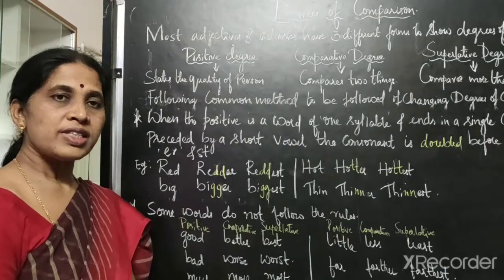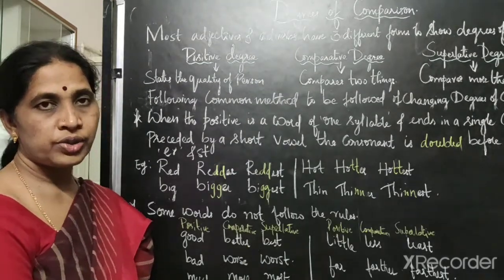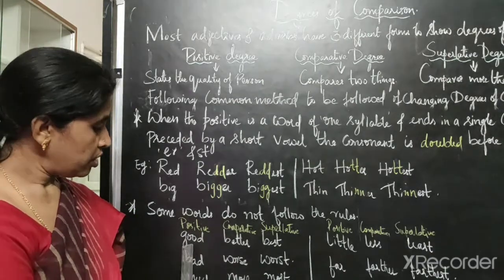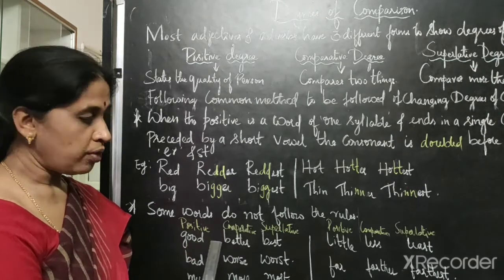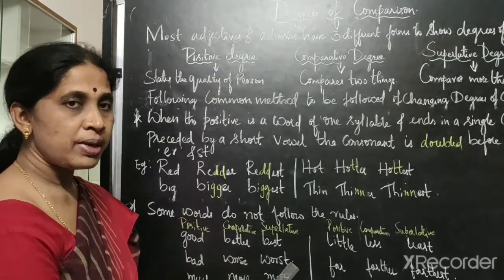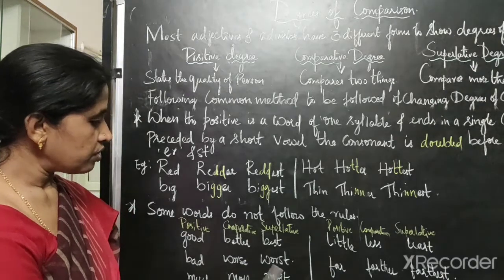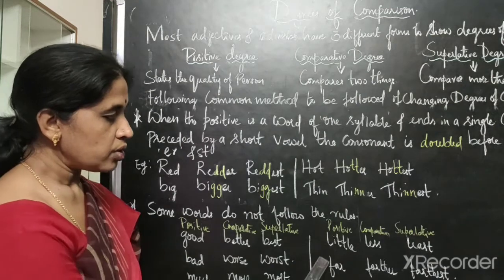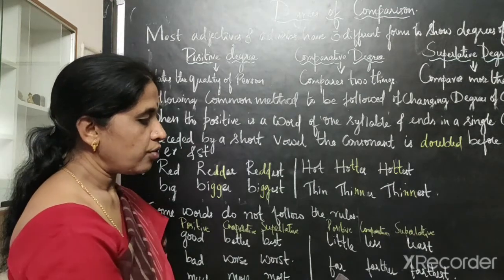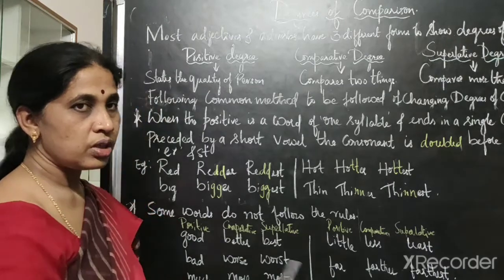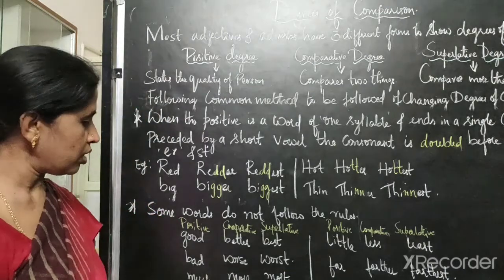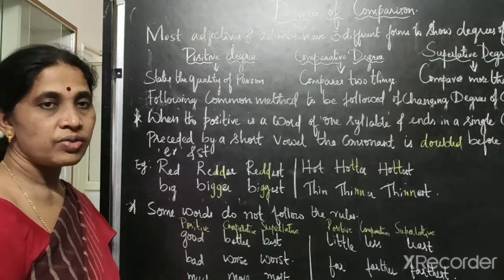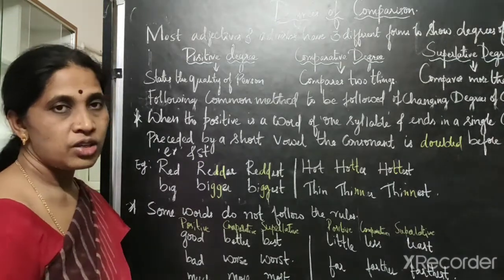Whereas some words do not follow the rules. For example, the word good has a special case. The comparative form of good is better, and the superlative is best. Bad, worse, worst. Much, more, most. Many, more, most. Little, less, least. Far, further, furthest. So these words have a special case. Some words do not follow the rules. These are the special words wherein they have different degrees of comparison.